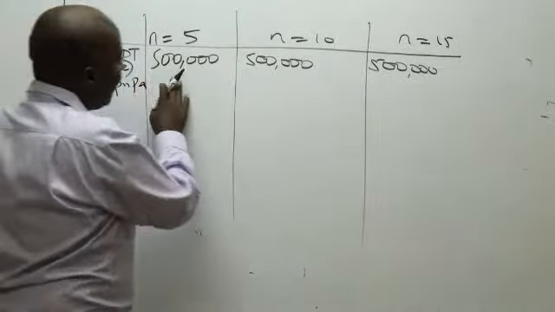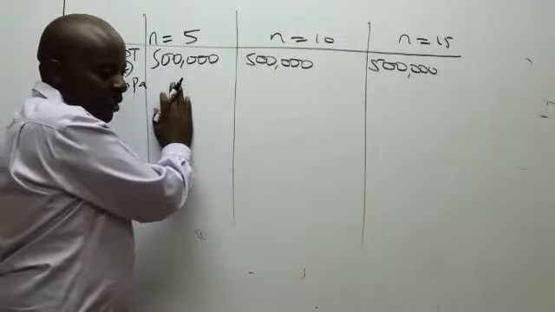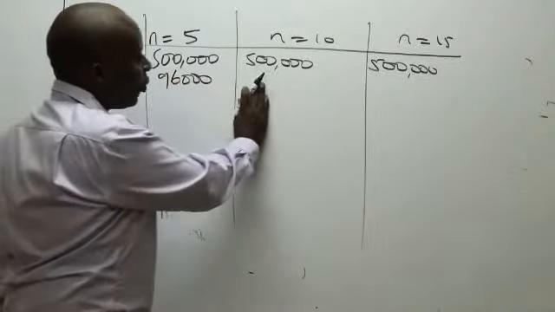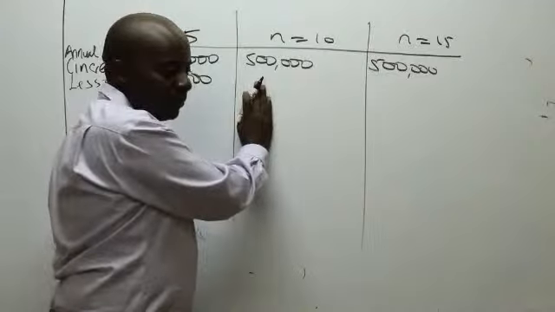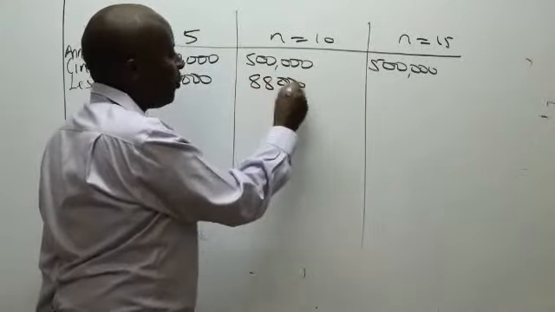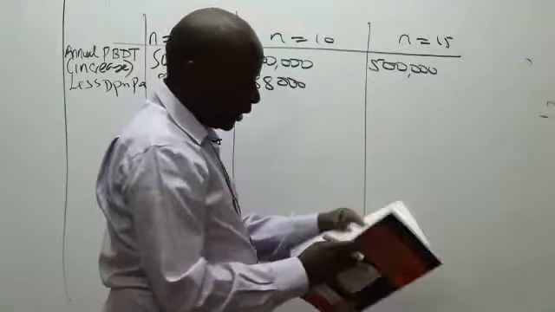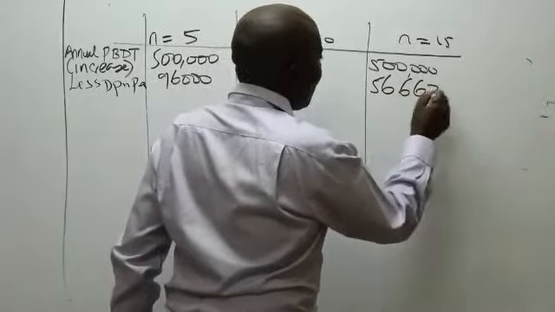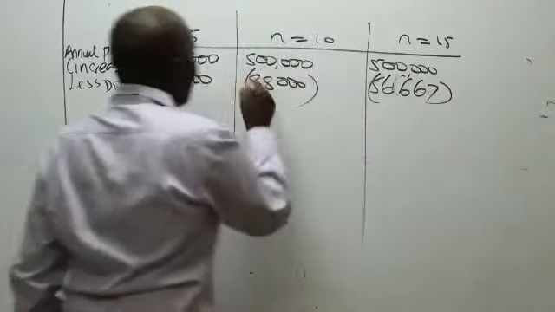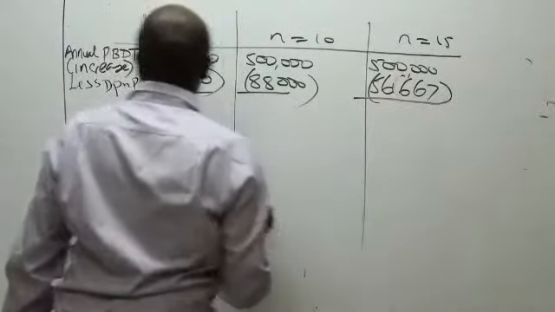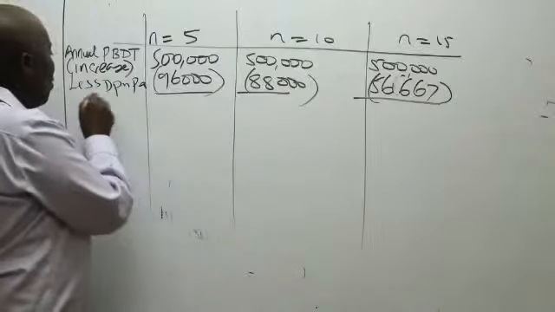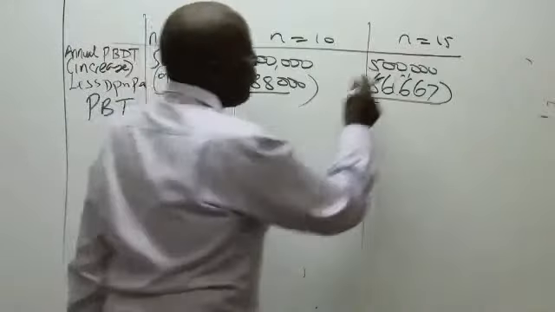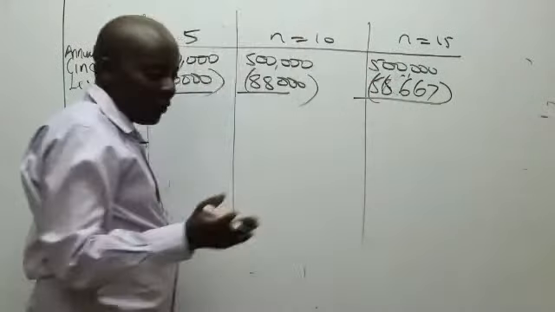Are you able to remind Mwalimu these depreciation amounts we got? The first one is coming to 96,000. The second one, when n is 10, 88,000. Thank you very much. The third one, is there somebody who can remind Mwalimu? 58,667. So you subtract this quite fast for you to be able to give us the profit before tax.